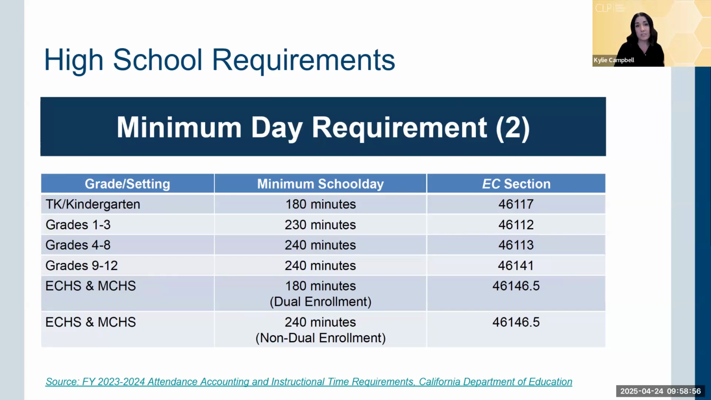But one clear distinction I want to make on that is that being an early college high school or a middle college high school or having a program does not automatically mean your minimum is 180 minutes. That 180-minute daily minimum is for students who are actively enrolled in dual enrollment. If the student is not actively enrolled in dual enrollment during the school day for a term, then they would need to have 240 instructional minutes. Okay.